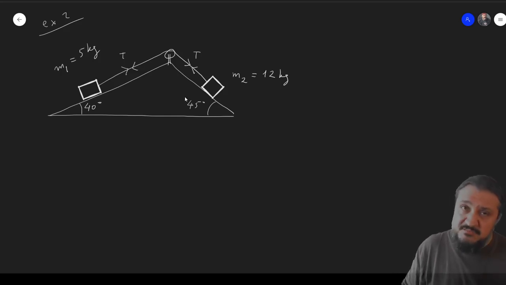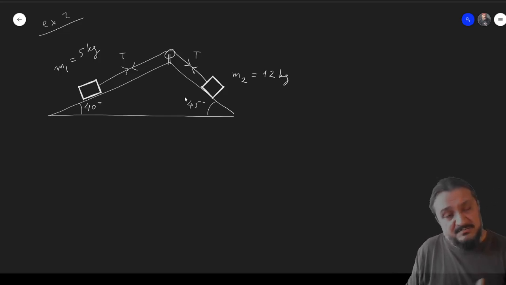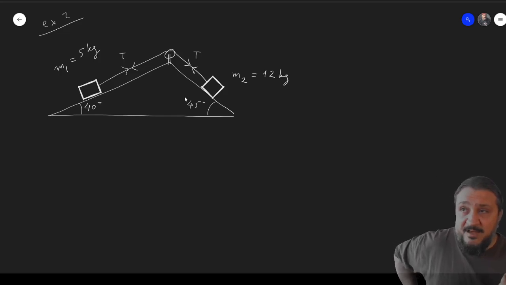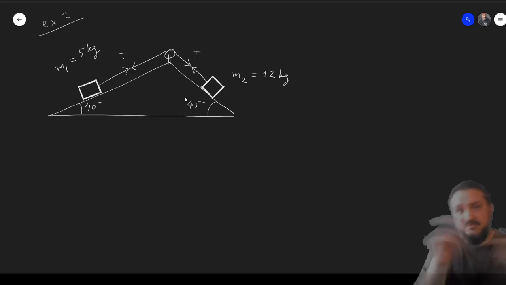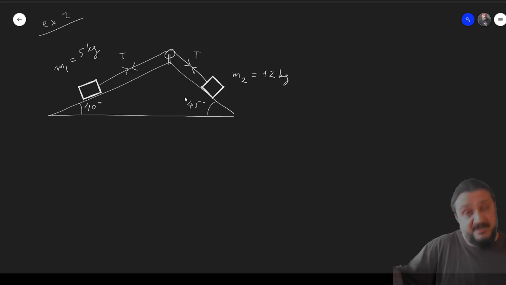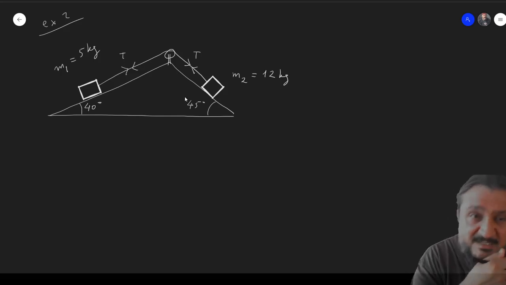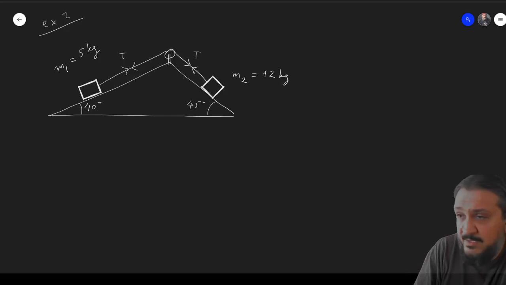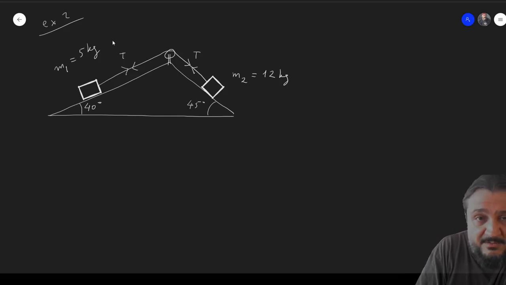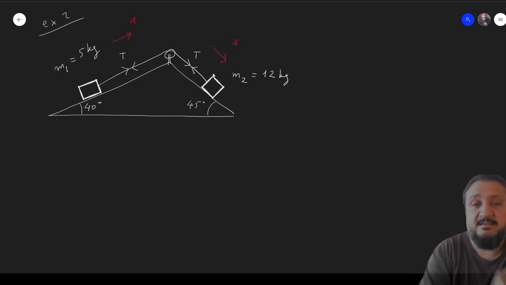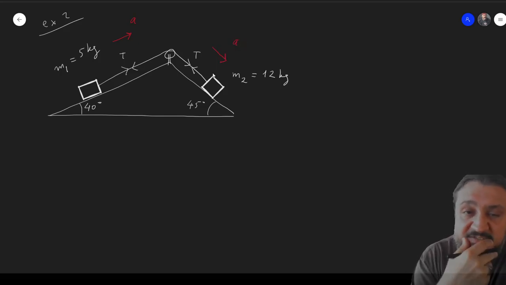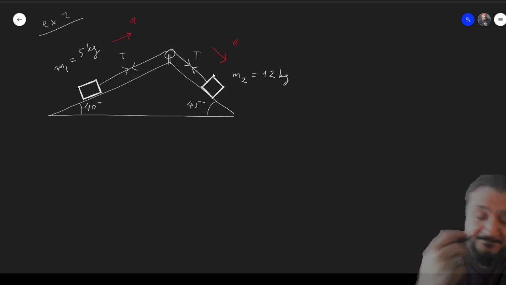You pick a direction, write down your equations, and solve them. If you find a negative acceleration in the end, this means your initial choice was wrong. You just flip the direction and say, okay, this is actually the direction it has to go. So that's not a big deal. But in this problem, I think it's obvious that M1 is going to go uphill and M2 is going to go downhill. So this is the acceleration direction here and over here. But for this problem, let's also have friction.